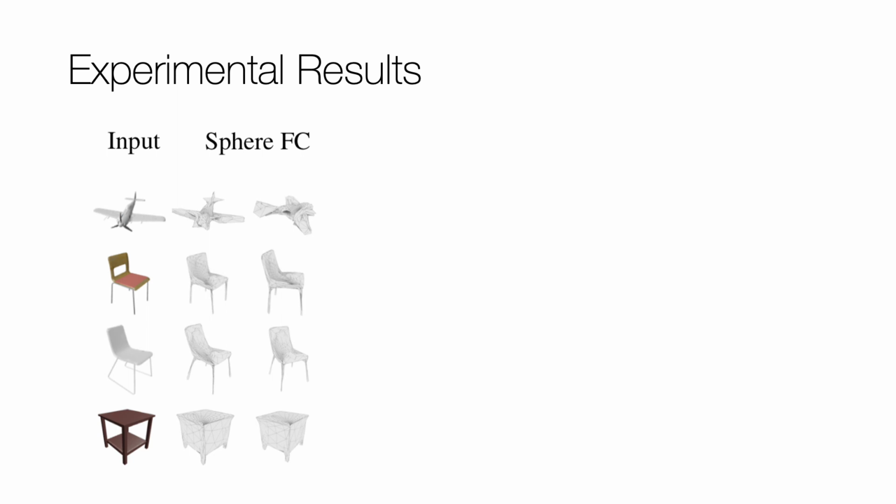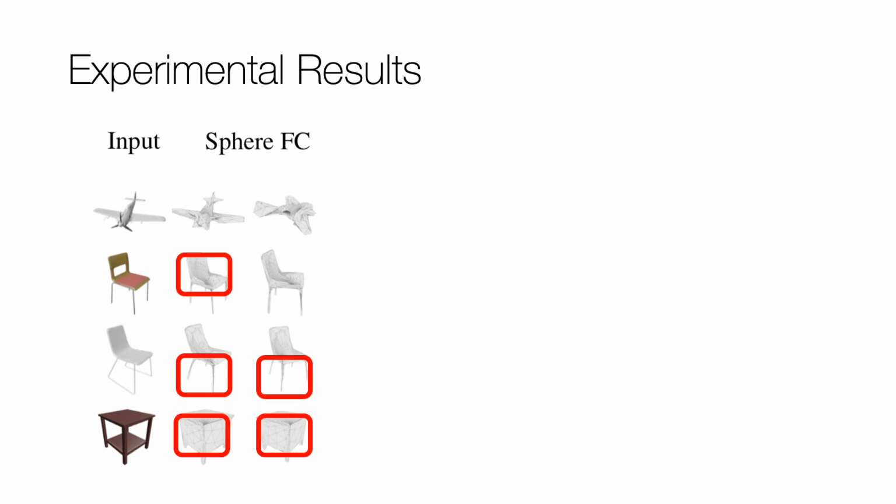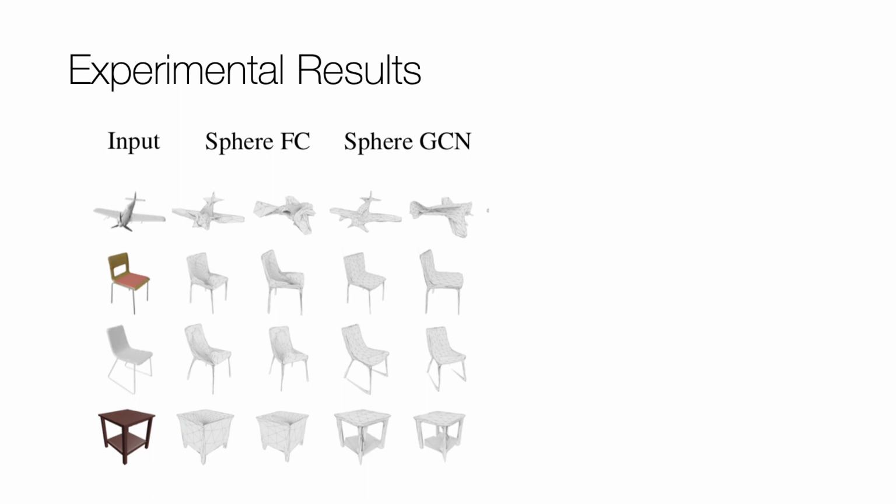Sphere FC captures global pose and semantics, but it cannot capture specific shape details to accurately reconstruct the objects. Sphere GCN makes more accurate predictions, and note that both models learn to deform the same sphere. This validates the use of geometry-aware network architectures.